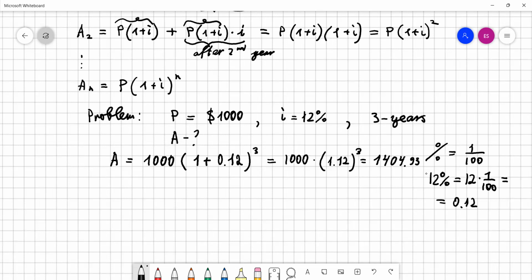Well, the percentage the bank gives is too high, I guess. I don't think that there are banks which are giving 12%, but well, who knows?